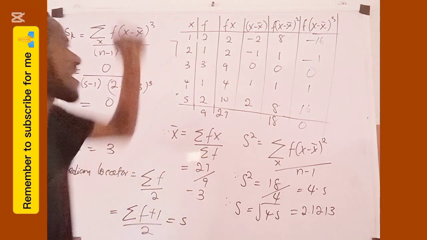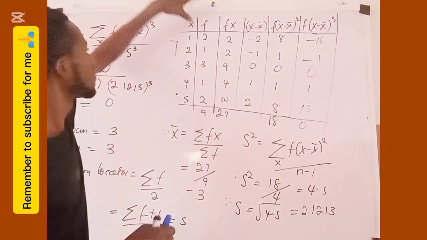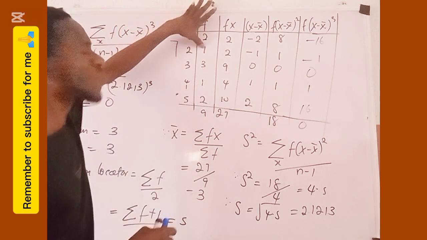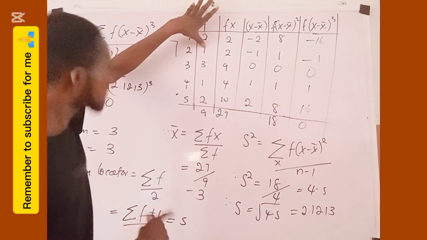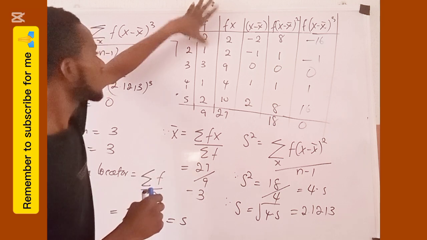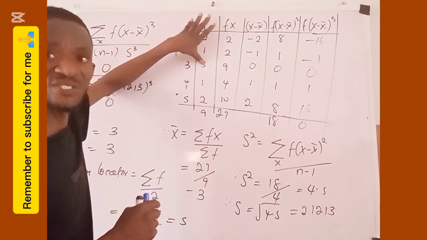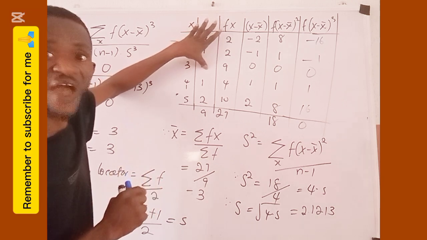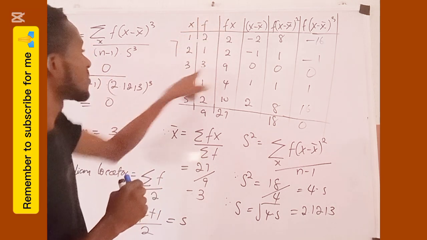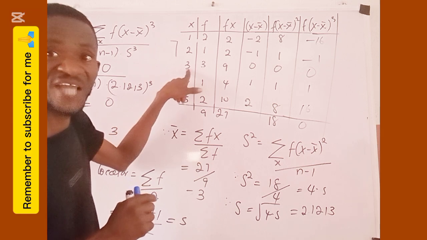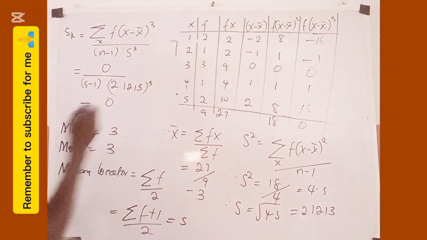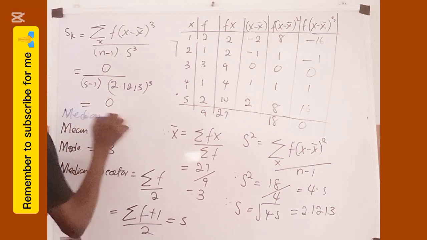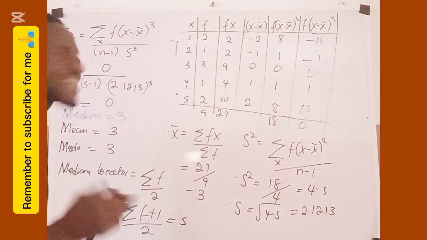Then I will now come here and ask myself a question. Is this 5 found in 2? No. 2 plus 1 is 3. Is 5 found in 3? No. 3 plus 3 is 6. Is 5 found in 6? Yes. 5 is found in 6. Then we shift our hand here. We find out that the median is 3. So we now say that the median is equal to 3.